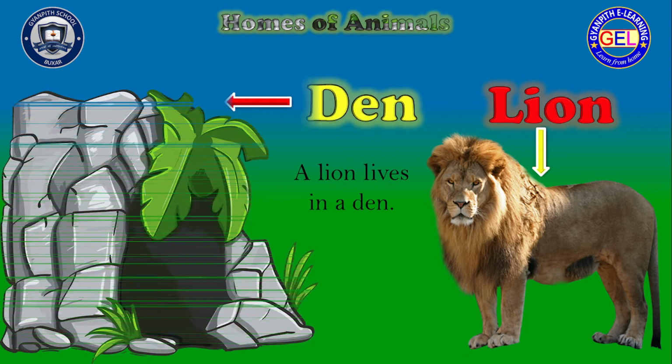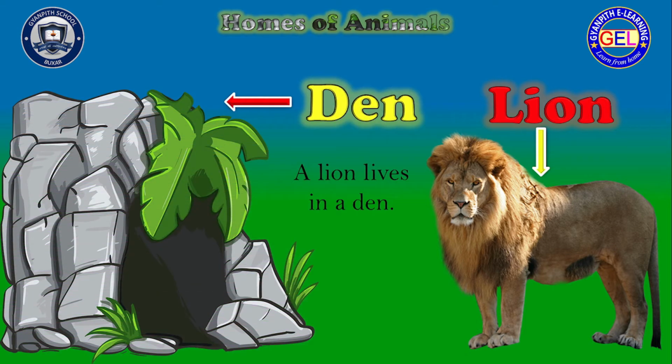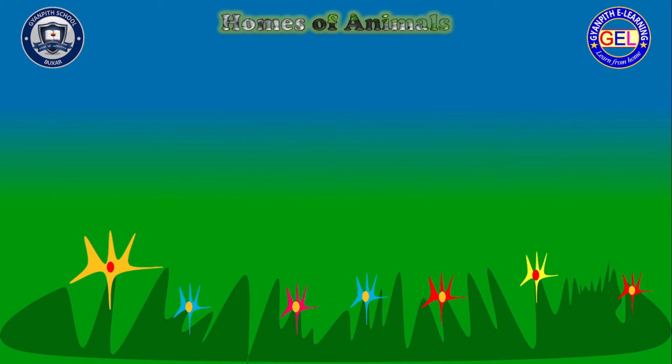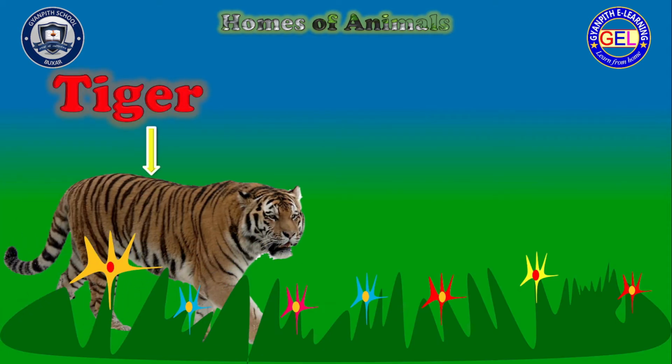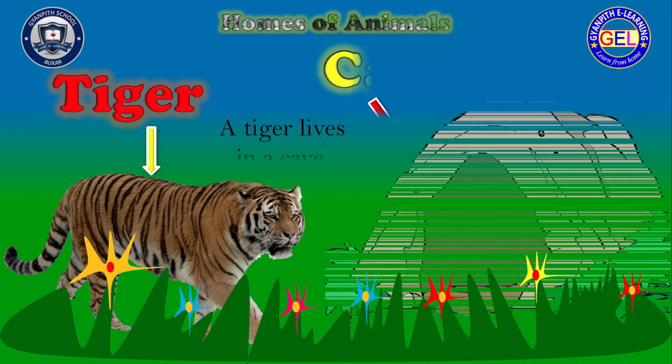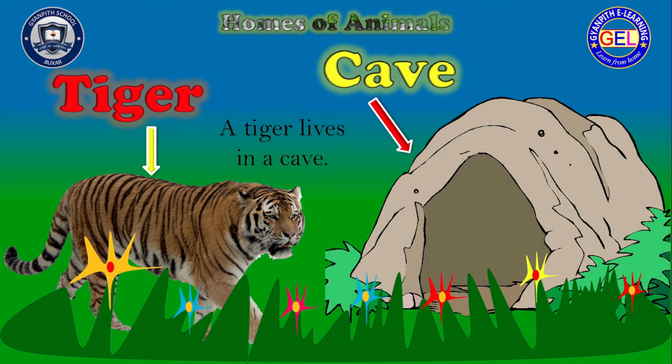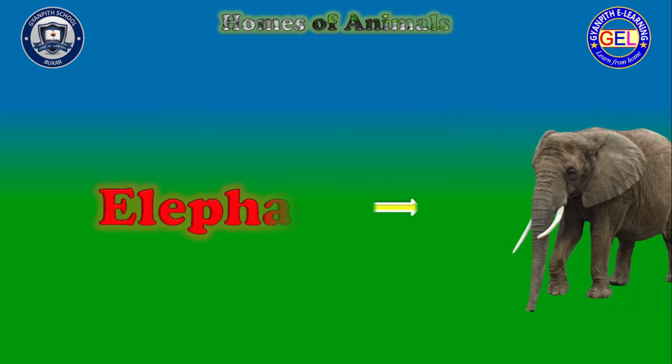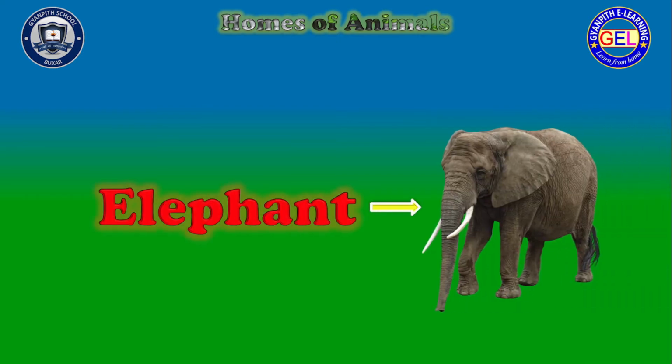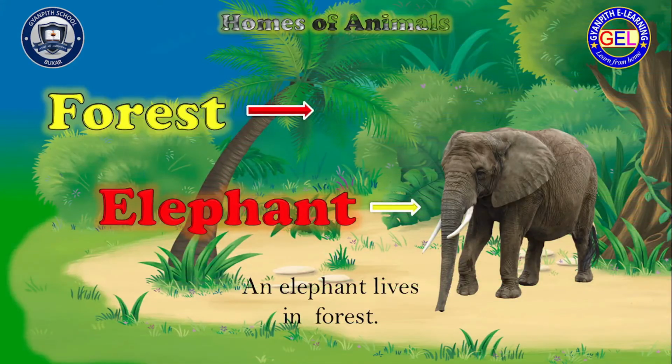Lion. Den. A lion lives in a den. Tiger. Cave. A tiger lives in a cave. Elephant. Forest. An elephant lives in a forest.